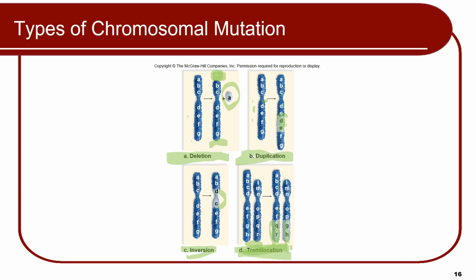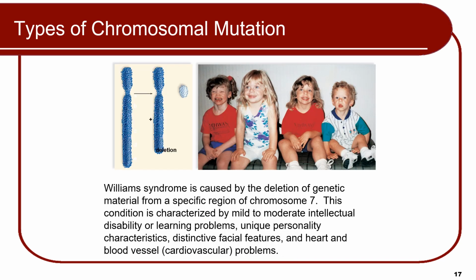There are examples of all of these causing various syndromes in humans. Sometimes they're not particularly problematic, but it depends on the size of the abnormality and what genes are affected. I'm just going to show you a couple of them. Williams syndrome occurs in humans, and it's a deletion of a piece of chromosome 7. This deletion results in some facial abnormalities, some learning disabilities, some cardiovascular problems.